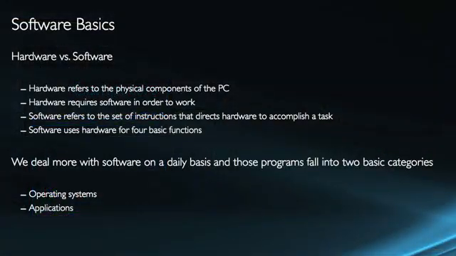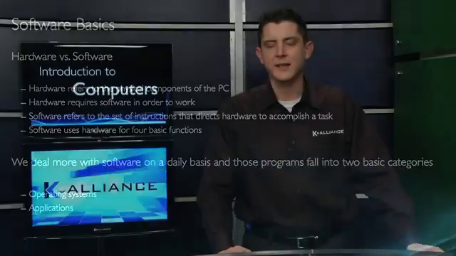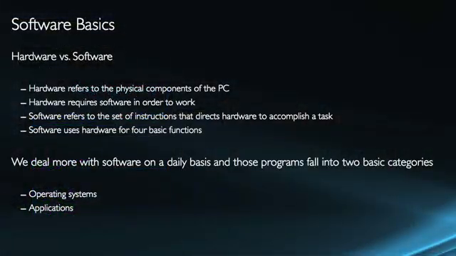Now that we've discussed the basics of hardware, we're going to look at software. Hardware, remember, refers to the actual physical components of the PC, the drives, the memory, the CPU. But hardware requires software in order to work. So basically, software is a set of instructions that directs the hardware to accomplish a specific task. I need an operating system like Windows to tell the processor to go find a program on the hard drive and load it into memory, and then to display it on my window.